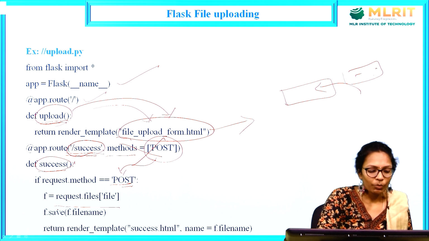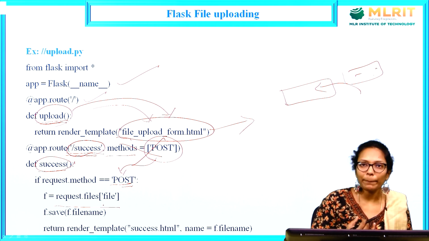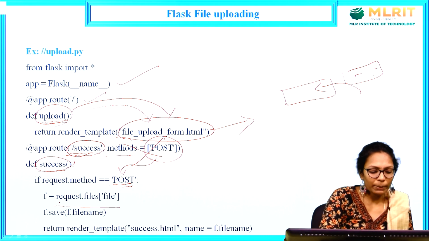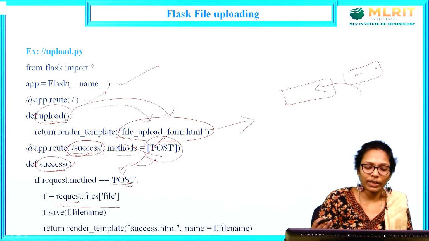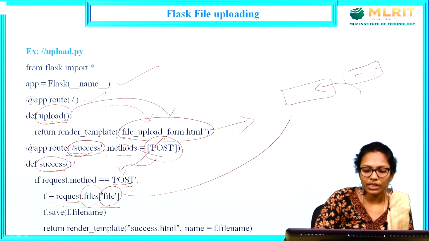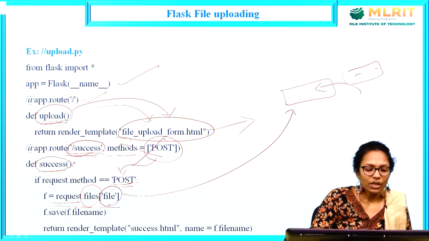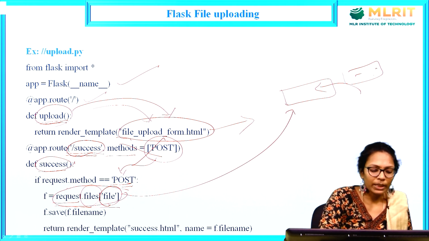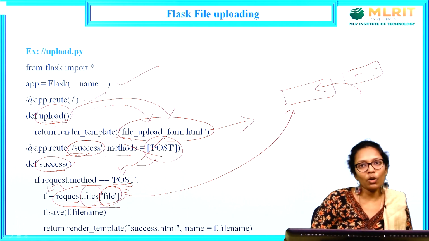Now here, what I am doing, I am retrieving the complete path of the file. How to retrieve the complete path of the file? Request. So request will contain the information sent by the client, dot files. So what I want here? File. So the file is a name which is given to this field name. Right? So it will give the complete path, and that path I am storing in a variable called f.